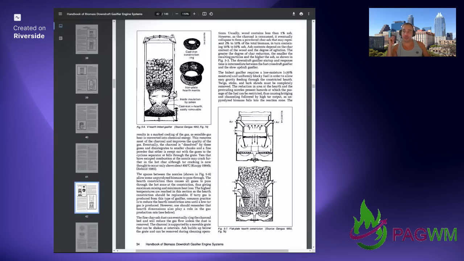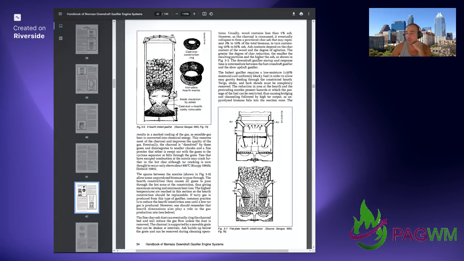Ash contents depend on the char content of the wood and the degree of agitation. The greater the degree of char reduction, the smaller the resulting particles and the higher the ash, as shown in Figure 3.3. The downdraft gasifier startup and response time is intermediate between the fast cross-draft gasifier and the slow updraft gasifier. The Imbert gasifier requires low moisture, less than 20%, and uniformly blocky fuel in order to allow easy gravity feeding through the constricted hearth.